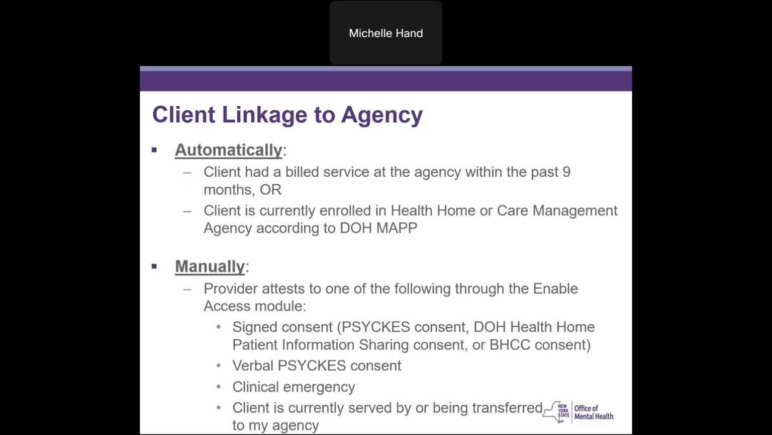Now, manually is when the provider attests to one of the following through the Enable Access module. So you're going into PSYCKES and attesting that the client signed a consent form, either the PSYCKES consent, the DOH Health Home Patient Information Sharing consent, or a BHCC consent. You're attesting that verbal consent was obtained, that there's a clinical emergency, or that the client is currently being served by or transferred to your agency. So those are the ways you would manually link someone to your organization.